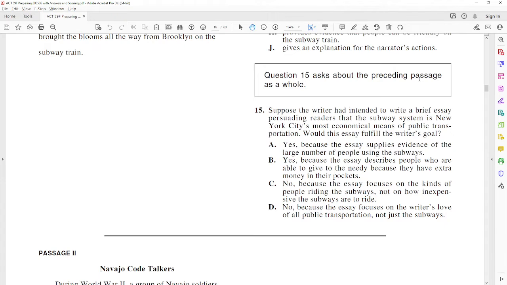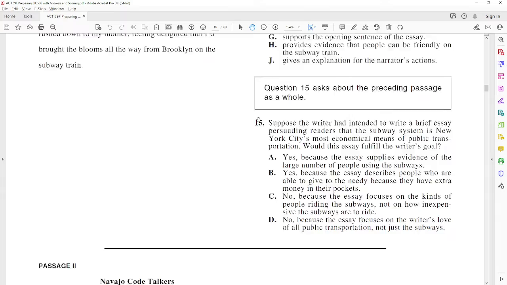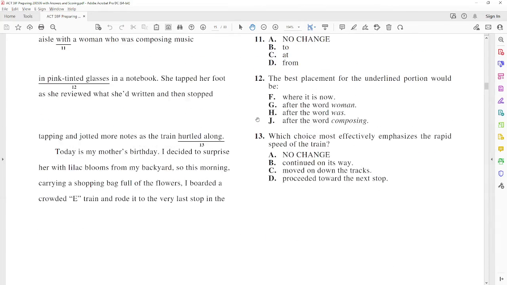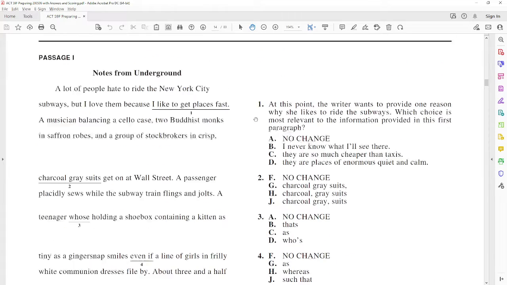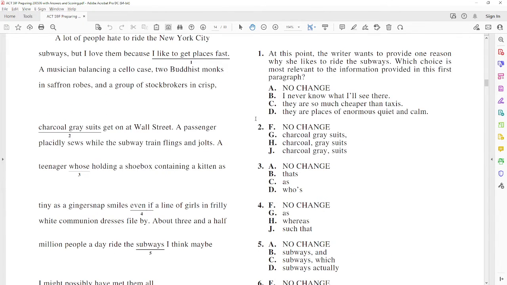It says, suppose the writer had intended to write a brief essay persuading readers that the subway system is New York City's most economical means of public transportation. Would this essay fulfill the writer's goal? Well, writer's goal is based on main idea of the essay. If it fits the main idea, then it does fulfill the goal. If it doesn't, then it doesn't fulfill the goal.